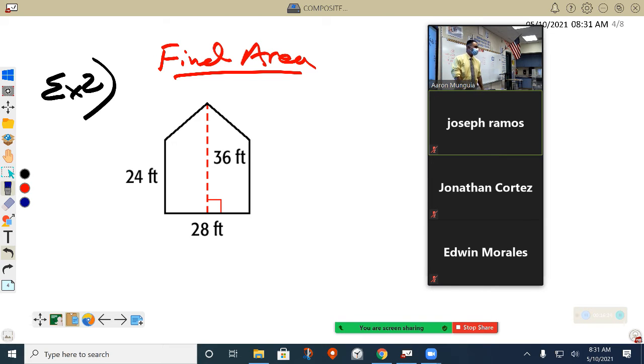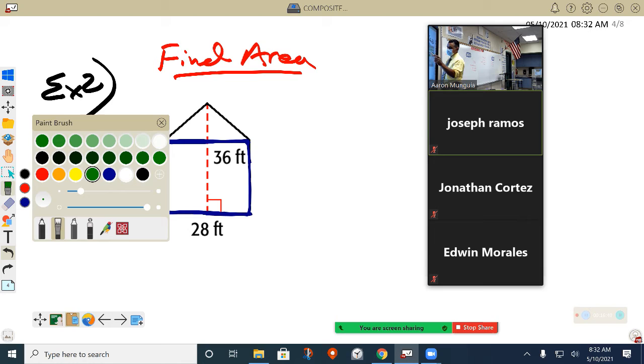All right, we have a composite shape again. This one is made up, watch this now, right? It's not really a square, huh? Because the width is 24 and the length is 28. So this is made up of a rectangle in blue, right? And then I'm gonna highlight the triangle in green.